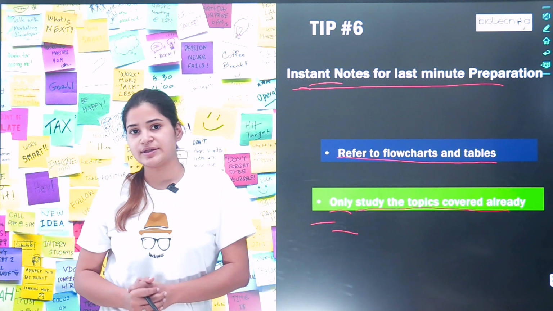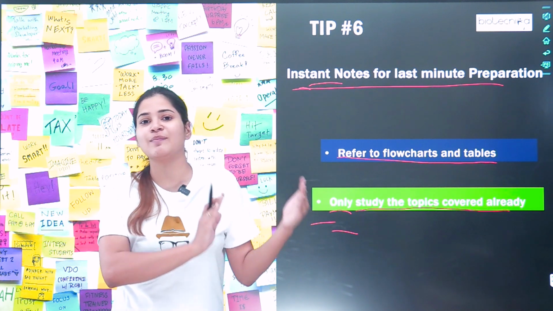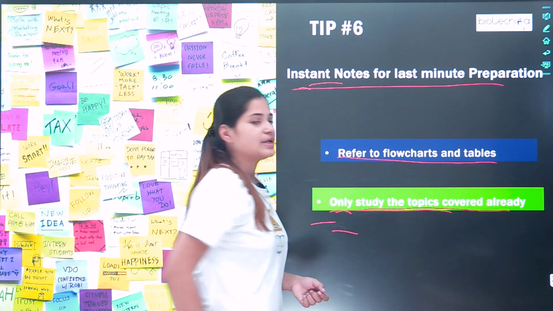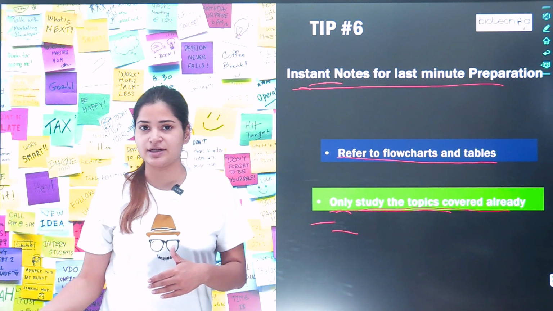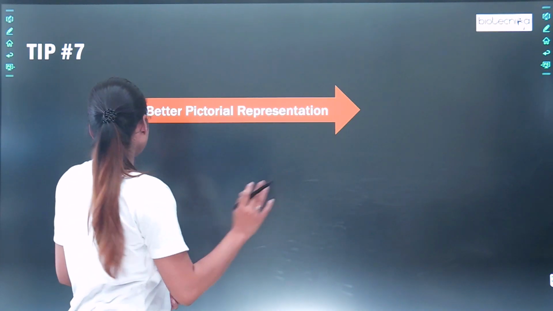So if you are referring to instant notes, you should not go and study a new topic, because you will get confused since you don't have a basic understanding of that topic. So you should only study the topics that you have covered already from the standard book, and then you should refer to instant notes.